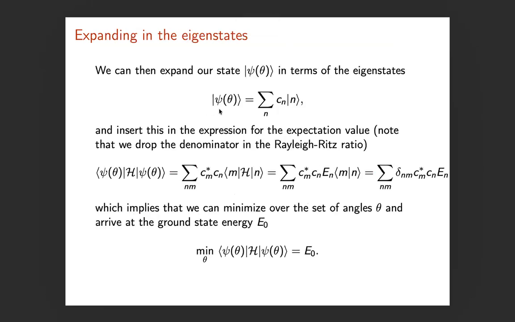If we have that, we can always expand this new state, as you saw from the examples on the whiteboard, when we looked at the 1 qubit case, where we are now expanding a state on the Bloch sphere. And what we end up with is something like this. We know that the Kronecker delta here gives us simply the coefficients Cn squared multiplied with the energy. If we have the exact eigenstate, it will just pick up one of these. That implies that we can minimize over the set of angles theta and arrive at the ground state energy through this minimization process.